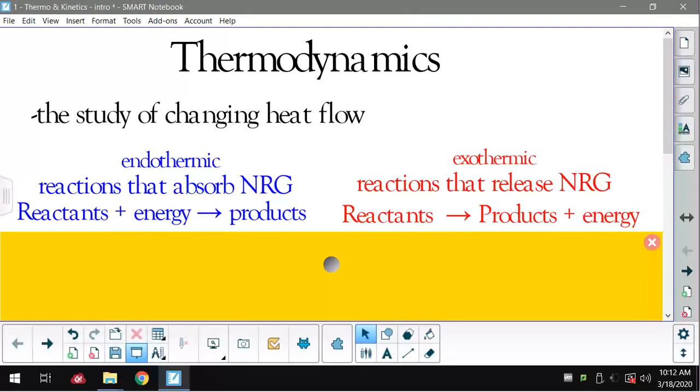Exothermics are much more common. Exothermics are things like burning. Endothermics are like your instant ice pack. The other way you can tell about these is in an endothermic reaction, the energy or the heat or the joules or calories, that's going to be here on the reactant side. Whereas in an exothermic reaction, the energy, heat, or joules, or whatever unit of energy, is going to be on the product side of the reaction. So those two ways are a way you can tell whether you have an exothermic or an endothermic reaction.